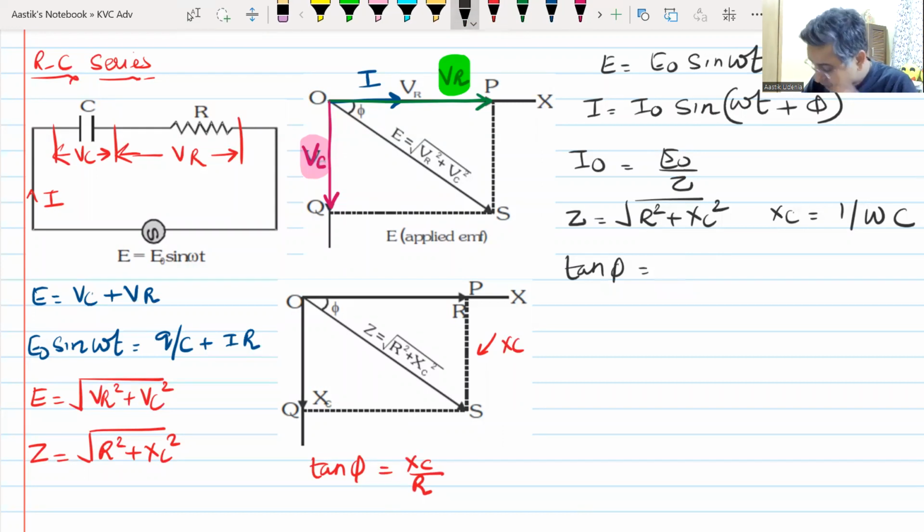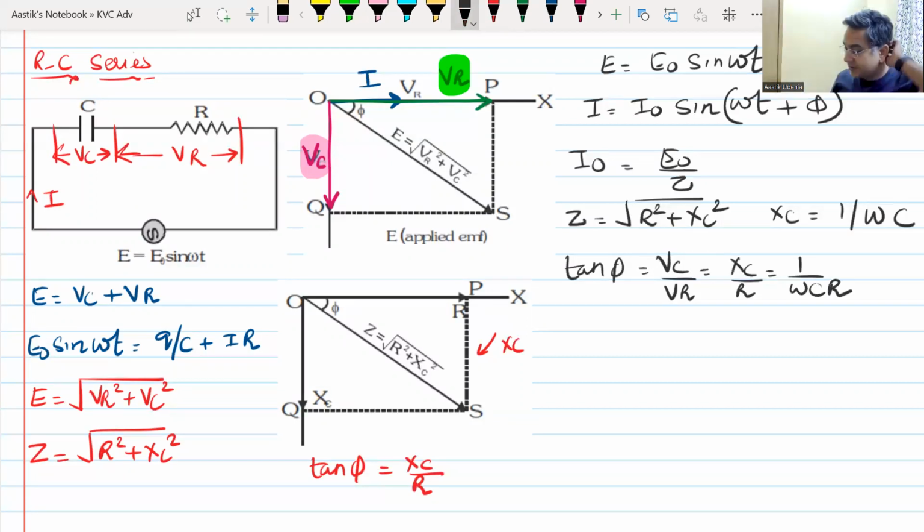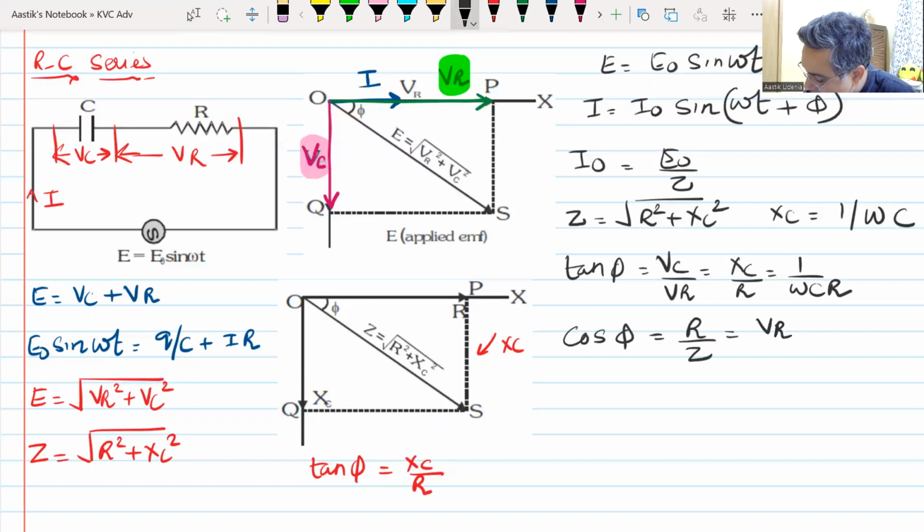It should be equal to VC divided by VR, XC divided by R. XC is 1 by omega C, so 1 by omega CR. But whenever you look at cos of phi, the cos of phi is always equal to R by Z. You can also call it VR by E. Now, many a times they might ask you the value of VR in the equation form. VR, remember, is in the same phase as current. So you just multiply current by R and you get the value of VR.